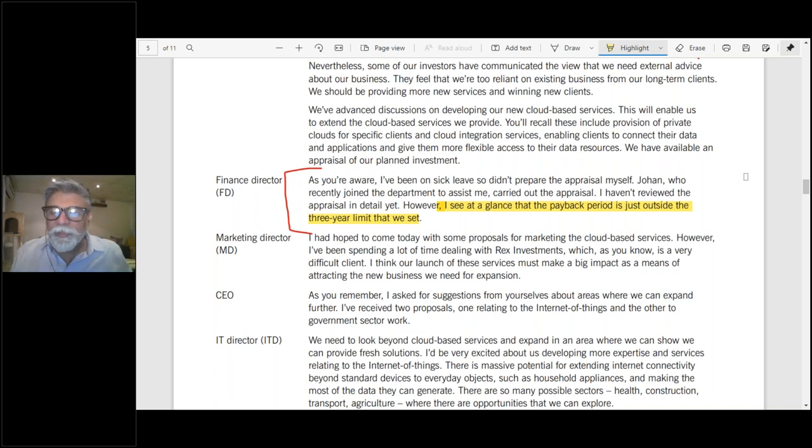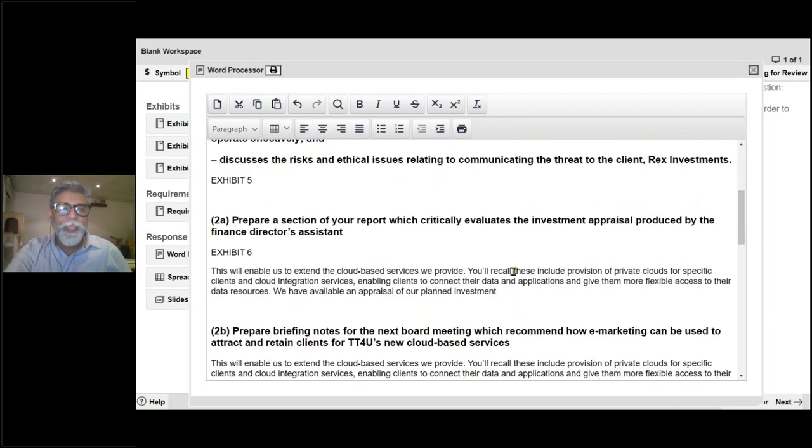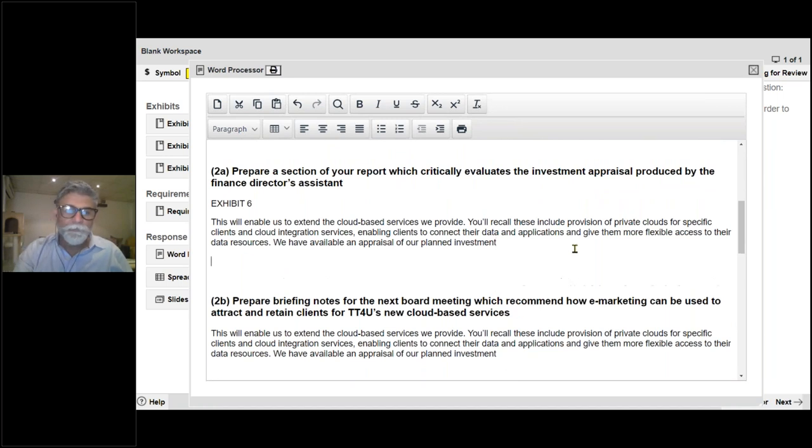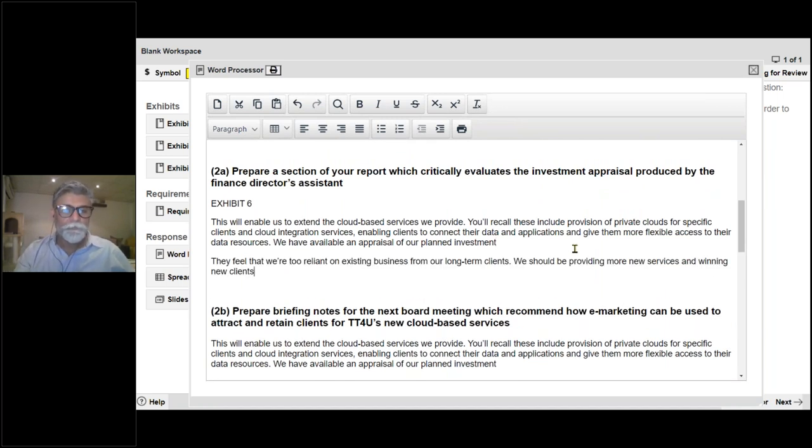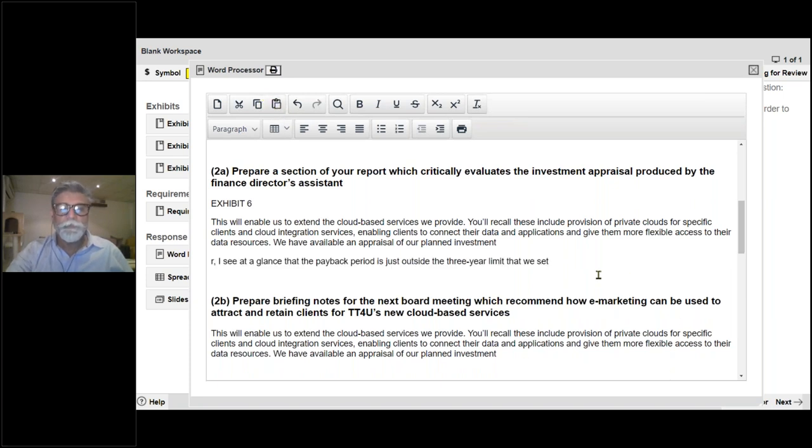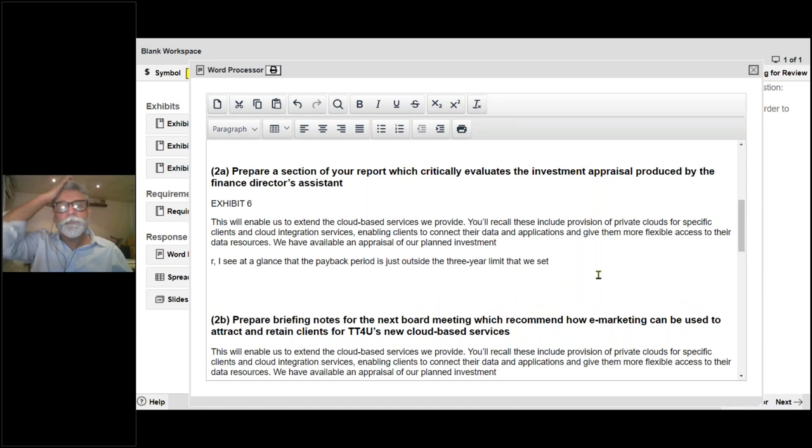The finance director feels that the payback period is just outside the 3-year limit that we set. Where can we use this information? Payback. Investment appraisal question, right? Quickly copy this sentence, go to your 2A. Done. I've got it. Done. Easy. Move on.